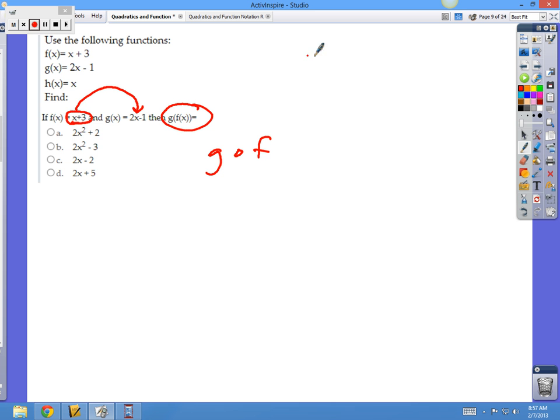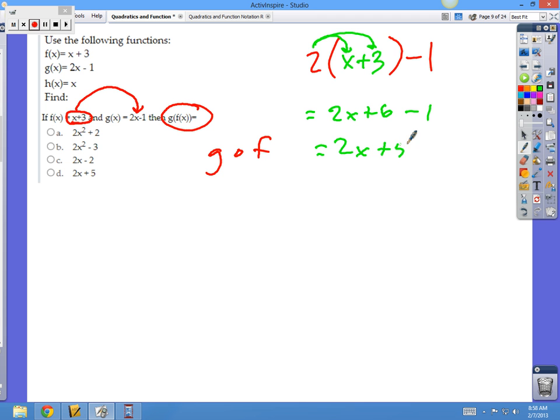So G says this, 2 times whatever you sub in minus 1. And I am gonna sub in the entire function of f, which is x plus a 3. And now you just do the arithmetic. Do the distributive property, so times both those by 2. So it's going to be 2x plus 6, and then at the end you got a minus 1. Combine your like terms, and you should end up with 2x plus 5. So D.